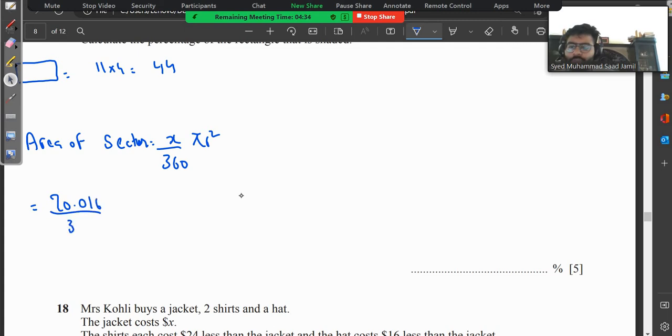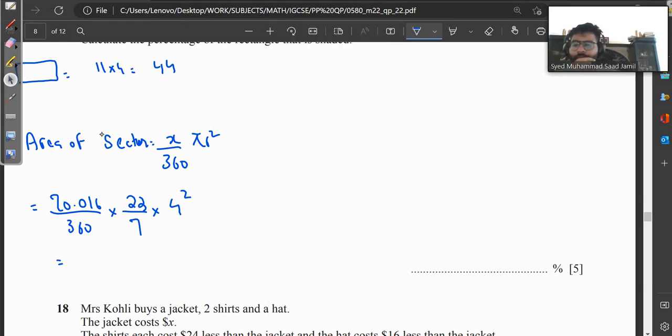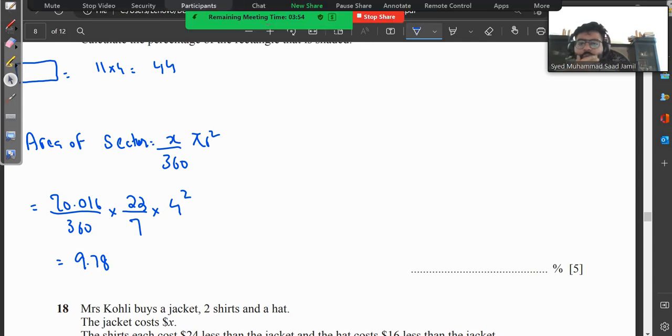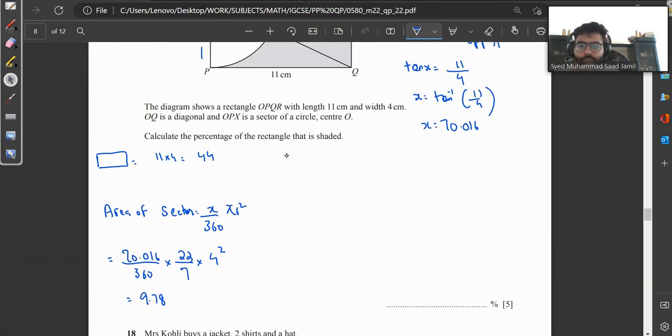70.016 upon 360 multiplied by 22 upon 7, the value of pi, multiplied by r square. The value of r is 4 square. So the answer turns out to be 9.78. So 9.78. What was the area of the whole figure? The area of the whole figure was 44, the rectangle basically.